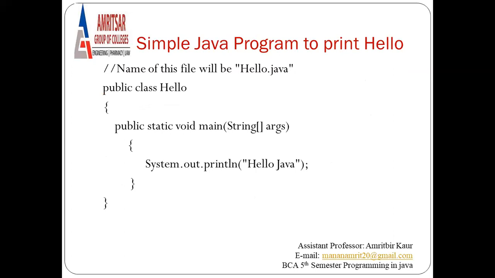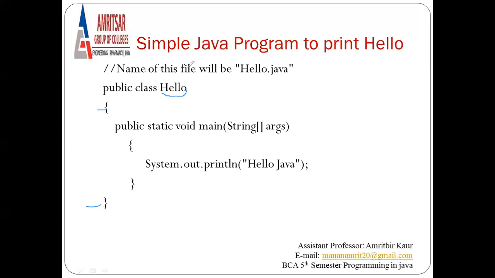So here is a simple Java program to print hello. Firstly, this is a comment, a single line comment, started with a double slash. The name of this file will be Hello.java, because our class name is Hello, so the program will be stored as Hello.java. H will be capital. Firstly, we define a class: public class, where class is a keyword, Hello is our class name, and this is the body of our class.